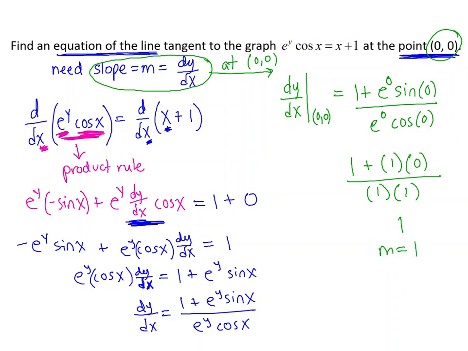Now we can write the equation of our tangent line. y minus the y-coordinate equals 1 times x minus the x-coordinate. This is an acceptable equation for the tangent line. However, you can definitely clean this up a lot. This simplifies to y equals x. And there you have it.